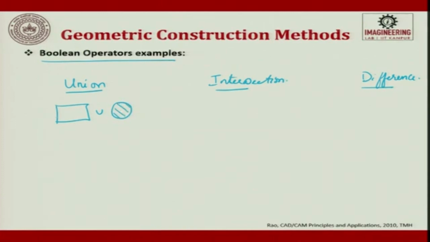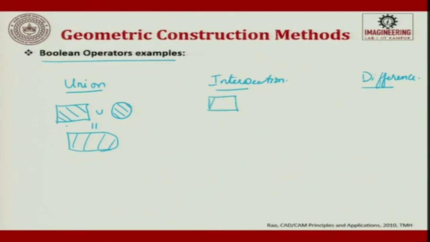So, some more examples of Boolean. As I told you, you will have union, you will have intersection, and then you will see difference. So, a union. Let us assume this is a square and a circle. So, what you get is going to be this, the object which is getting generated.